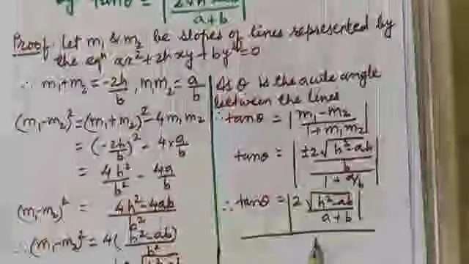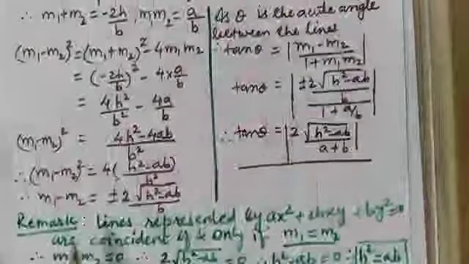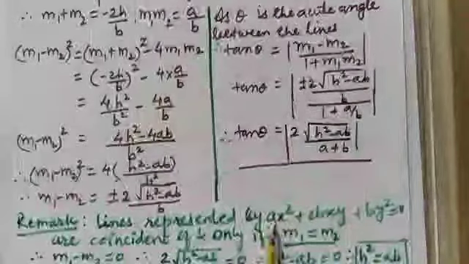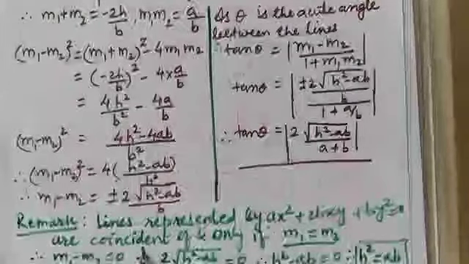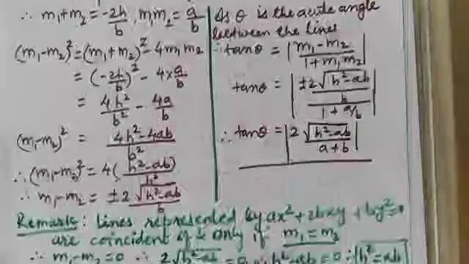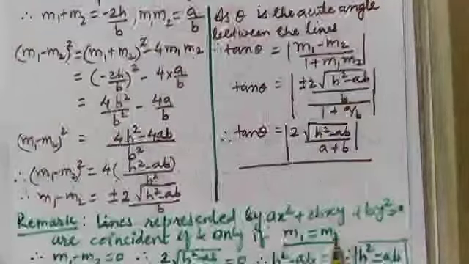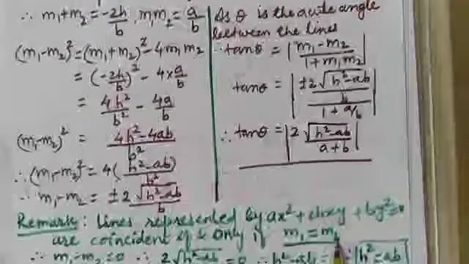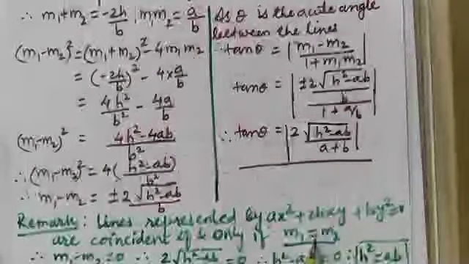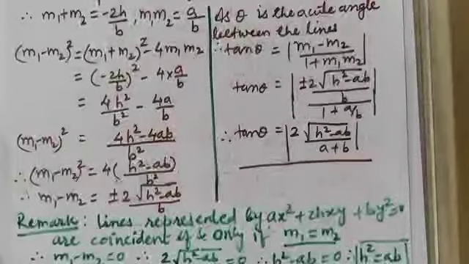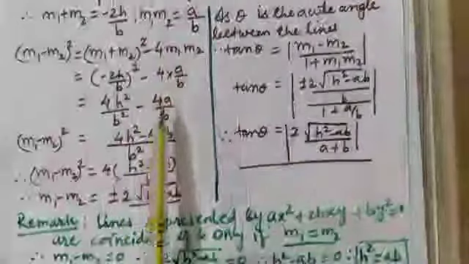With this we finish the proof, but the remark from this proof that we have to remember is that lines represented by ax square plus 2hxy plus by square equal to 0 are coincident if and only if m1 is equal to m2. This means the slopes of both lines must be the same, so that they are coincident. If m1 is equal to m2, this gives the equation m1 minus m2 is equal to 0.